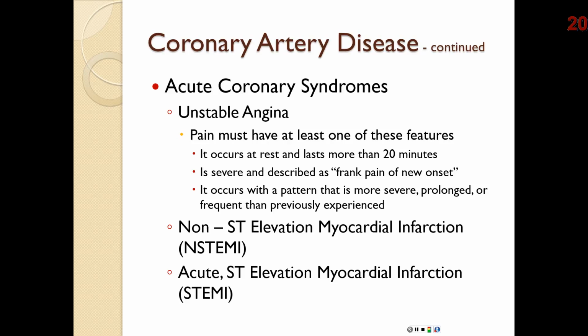So again, unstable angina is an acute coronary syndrome because of this type of plaque that's involved, but we are not talking about a heart attack here. And then you have the two forms of actual myocardial infarctions. They're both heart attacks. Now, your book goes into a lot of detail here. I do not want you going into that kind of detail.